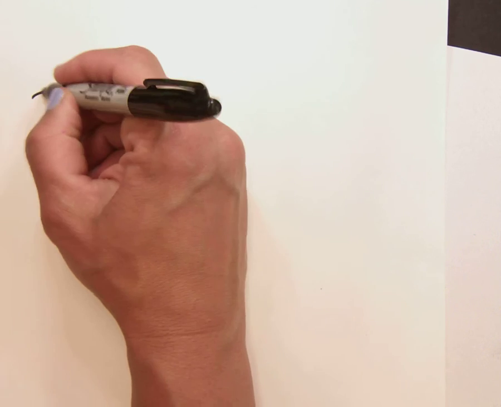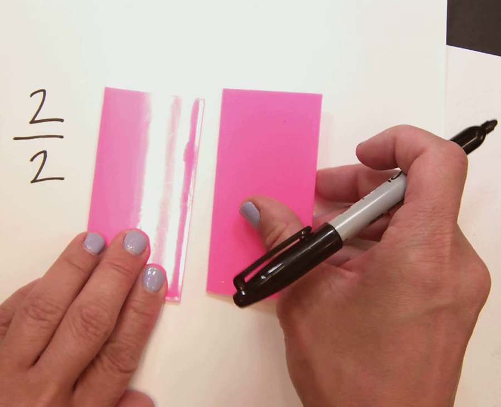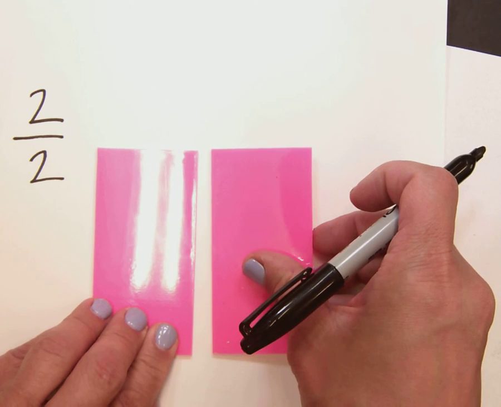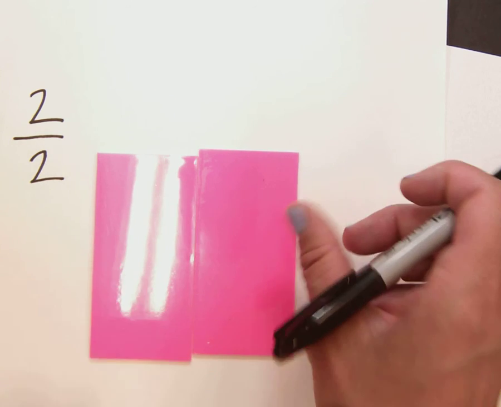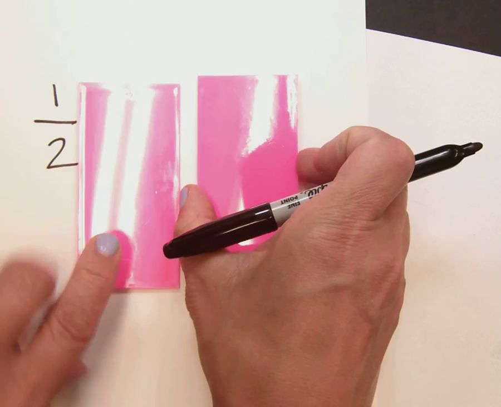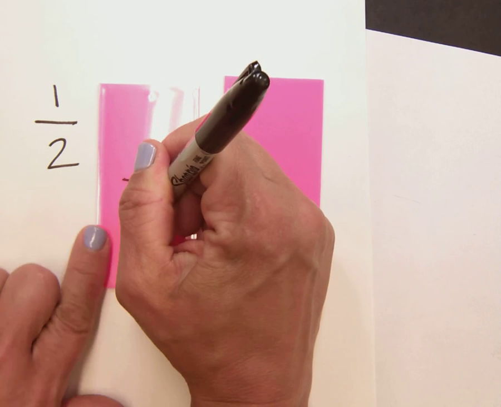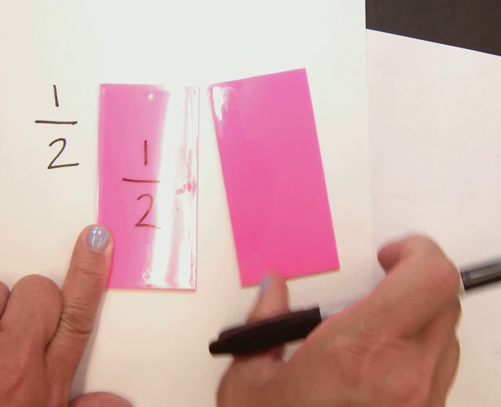And then I can also show 2 over 2, or 2 halves. 2 halves come together to make a whole. Here's 1 half and another half. They come together. That's 2 halves right here. That's how I would show 2 halves. And then finally, I can show 1 half. 1 half is when I'm referring to 1 out of the 2 equal parts. This would be 1 half right here.